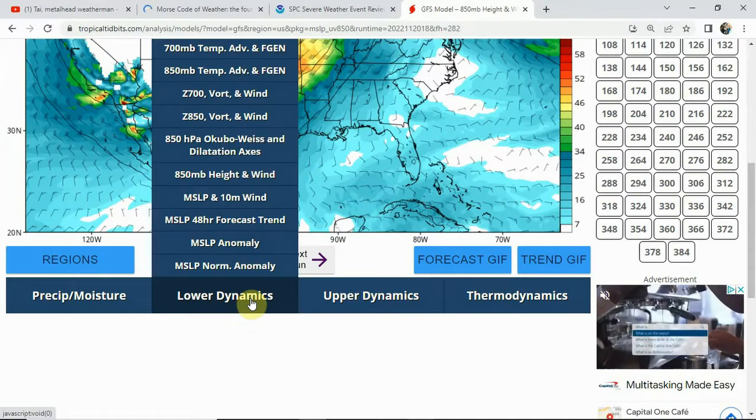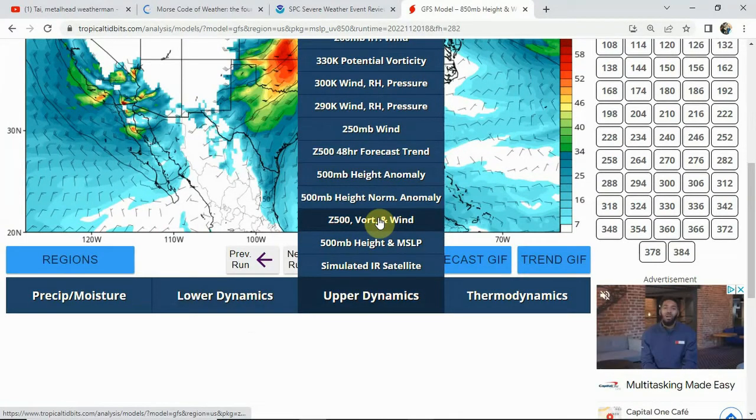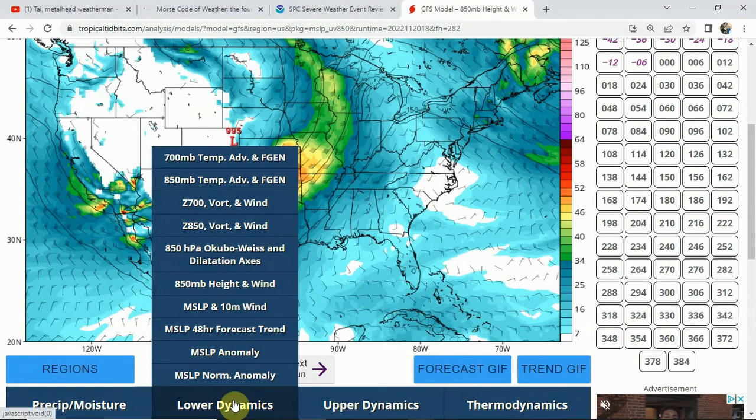So that's looking at the low level jet, and we can look at the high level jet right here by looking at 500 millibar height and wind, but that's not really pulled up on this one. I think you could do so. You think you could look at it on the Pivotal Weather website there. But essentially, those are the main things that we look at here.